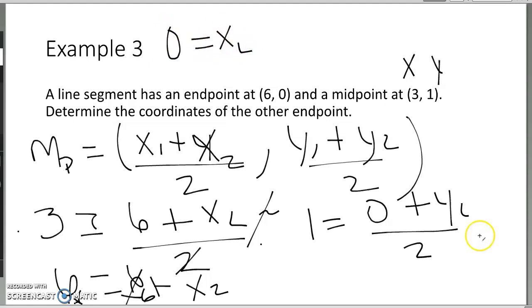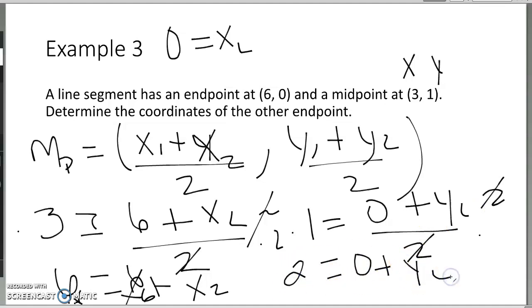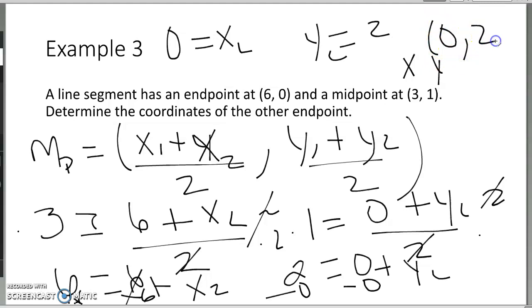Same thing over here, I'm going to multiply both sides by 2, so that this 2 crosses out, and I get 2 is equal to 0 plus y2. I really need to subtract 0. We know when you subtract 0, I don't even need to write the 0. I can just say y2 is equal to 2. So my other endpoint is at 0, comma 2. Let's do another one of those.